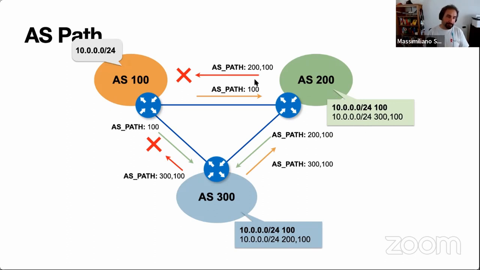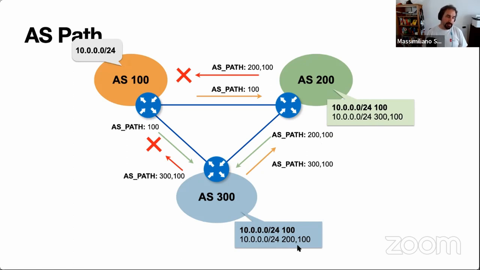As you can see, we look at AS200 that has two different entries for 10.0.0.0/24. One has a direct path that says 100 and goes this way, and one says 300 and then 100.